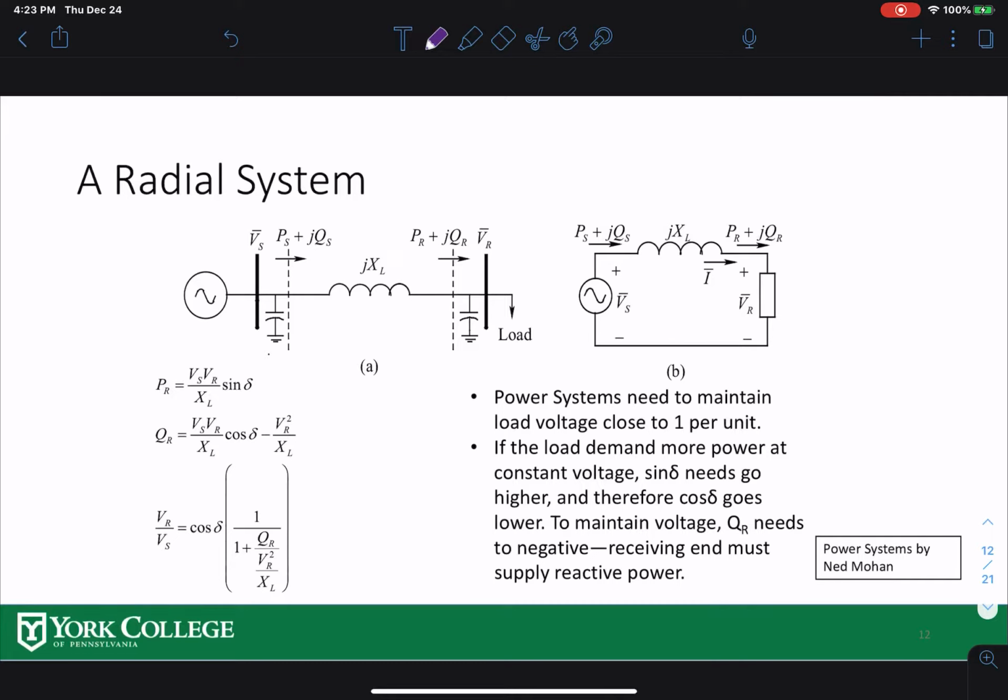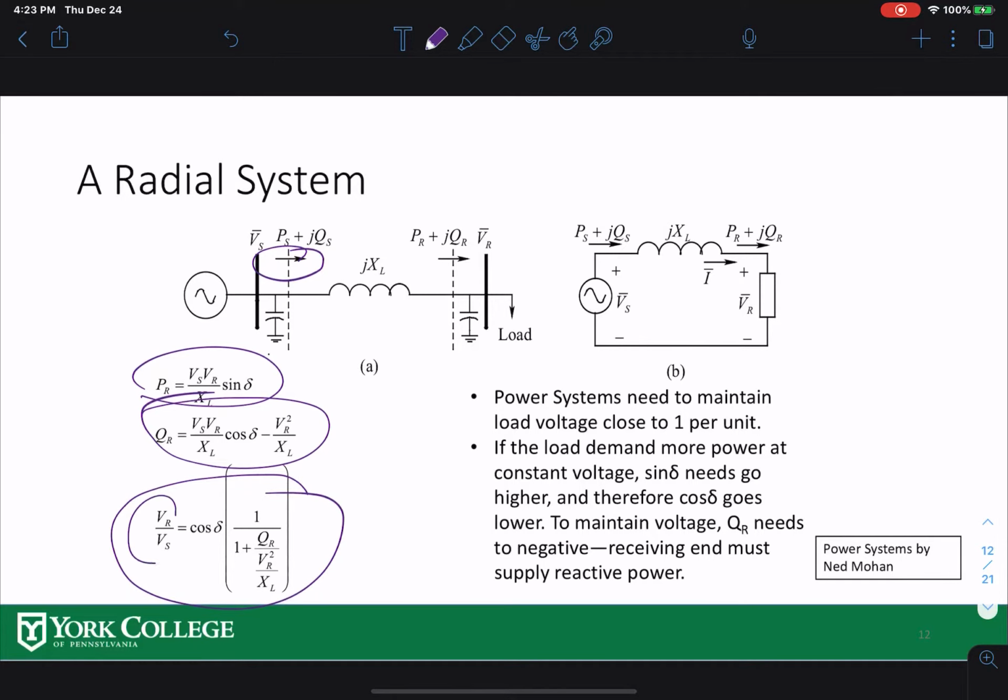So in a radial power system, that means power goes only one direction. If you modify the same equation you have seen before and combine them, you will see this equation here, the ratio of receiving end voltage versus sending end voltage. If you want more power at constant voltage, sine theta needs to go higher.